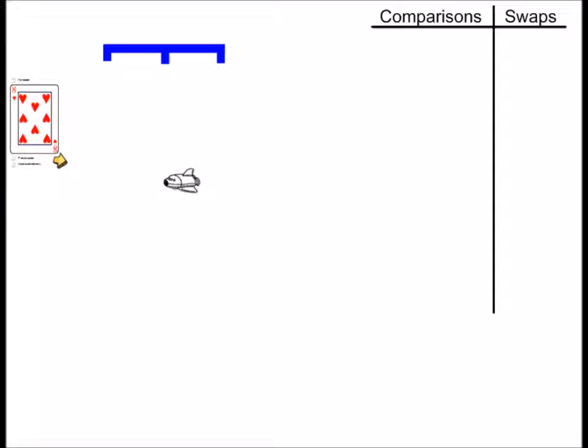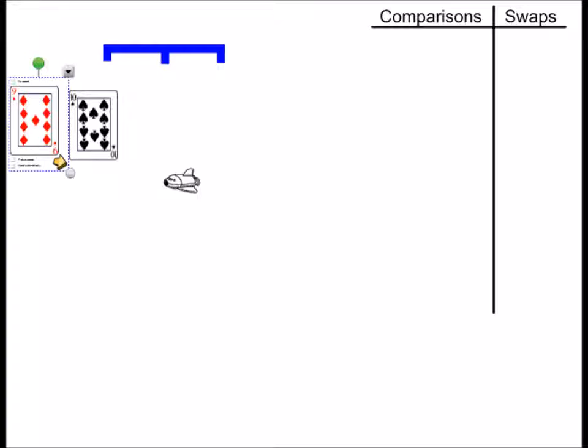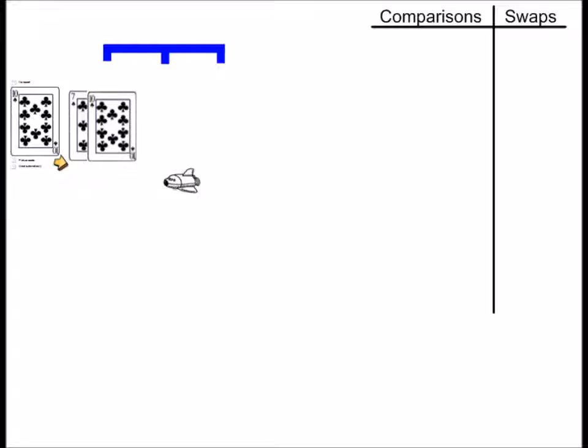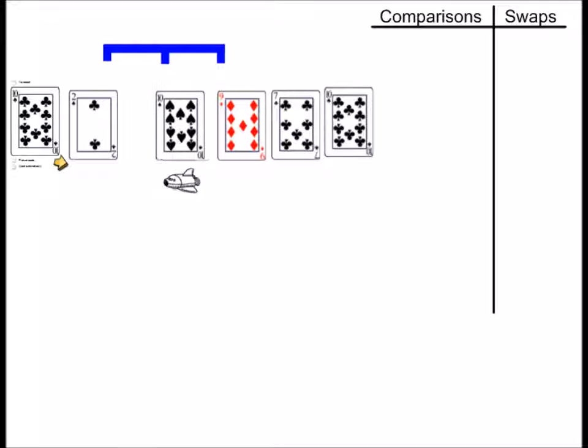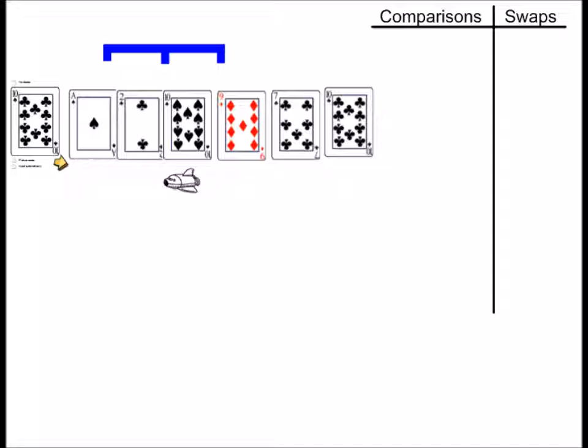Here I've got a random card generator and I'm just going to randomly generate some cards. So it should be entirely random what order these come out in, and hopefully they'll be in a reasonable order for us to sort them. So we've got a 10, we've got a 7, we've got a 9, we've got a 10, we've got a 2, and we've got a 1.